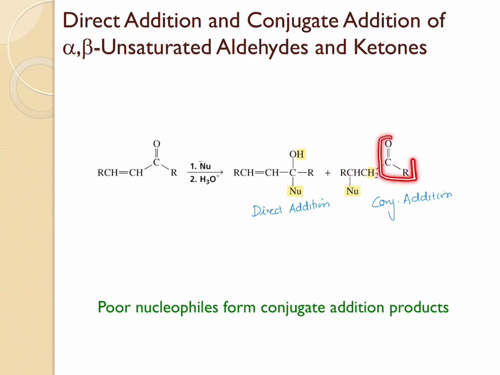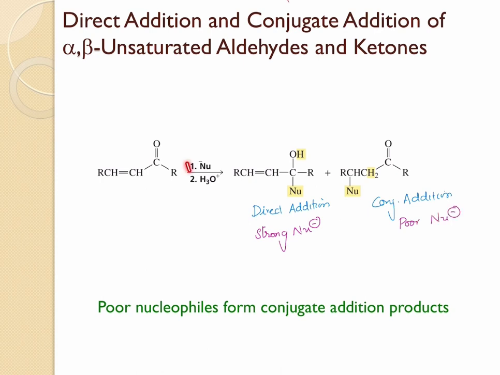This is the functional group, right? This carbon is alpha, this is beta. So the nucleophile is getting added to the beta carbon. Direct addition is favored by strong nucleophiles. So here we need to have strong nucleophiles, whereas conjugate addition is favored by poor nucleophiles.